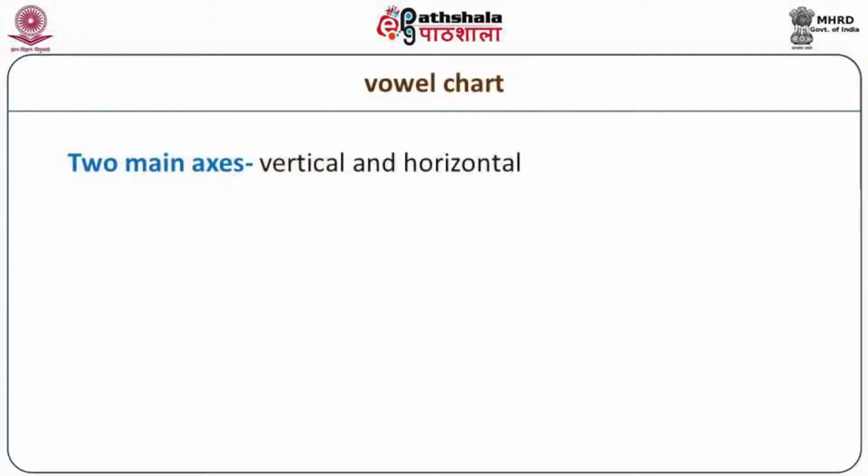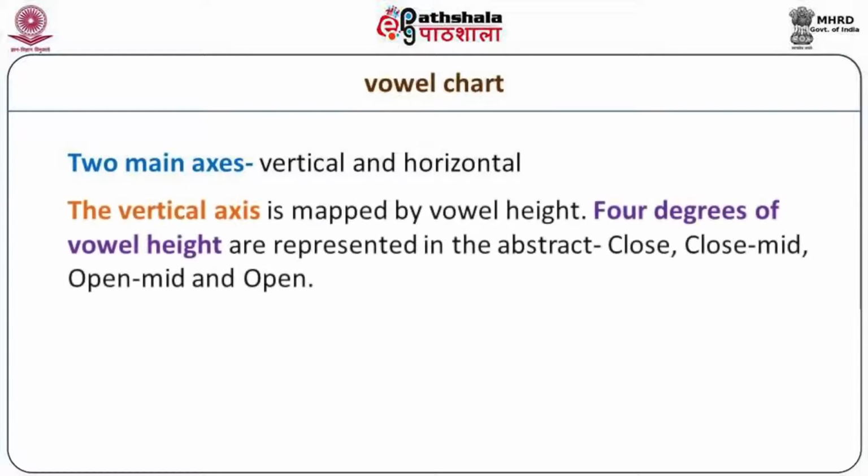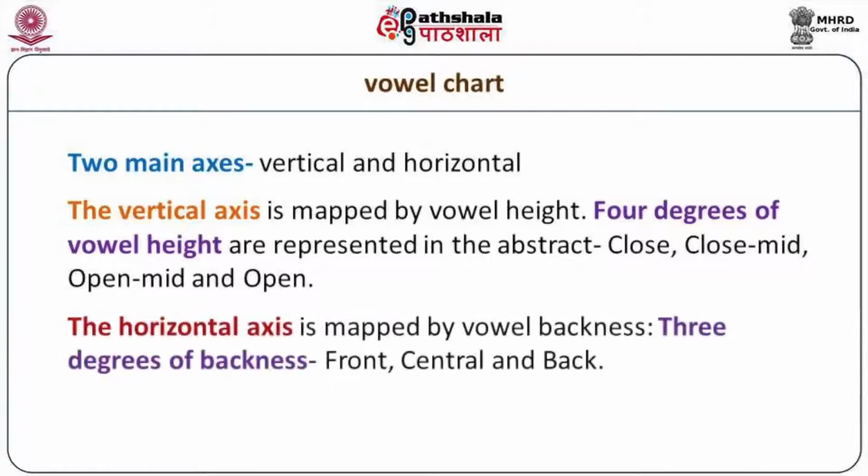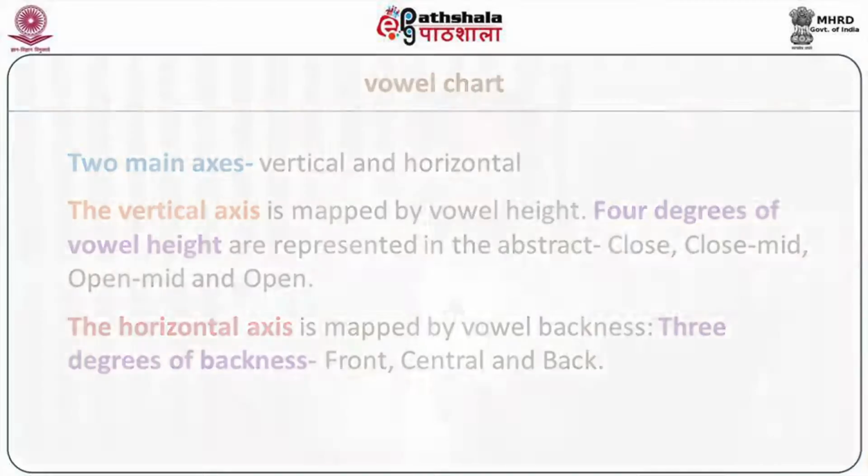The second point is that the chart has two main axes, the vertical axis and the horizontal axis. The vertical axis is mapped by vowel height, while the horizontal axis is mapped by vowel backness. We thus have four main degrees of height: close, close mid, open mid, and open. Four main degrees of height are included in the chart.